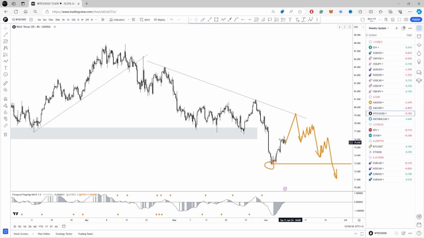So at the moment, we don't have anything. We just have a drop and then a sharp move up. So this could mean anything at the moment, so it's better to stay away from it.